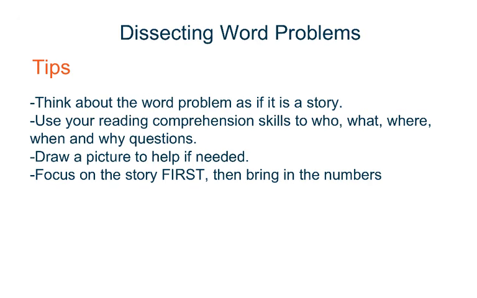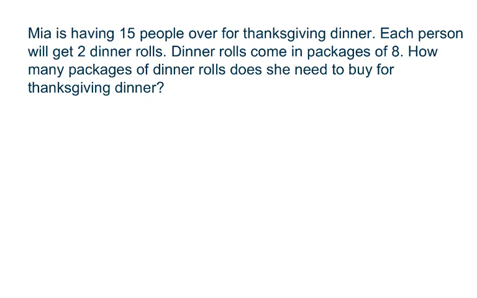We're going to look at 5 total problems today. This first problem says, Mia is having 15 people over for Thanksgiving dinner. So she's having some people over. Each person will get 2 dinner rolls. Dinner rolls come in packages of 8. How many packages of dinner rolls does she need to buy for Thanksgiving dinner?